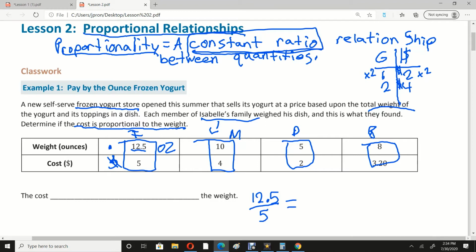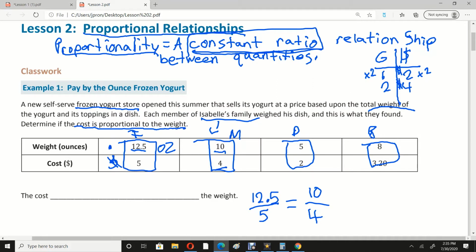Now, the question is, is that equal to the ratio of Mom's ounces per cost? So again, we're going to keep the ratio with the weight in ounces on top, and the dollar amount at the bottom. It's not readily apparent if these are equal right here. 4 doesn't go into 5 real easy. 12.5 doesn't go into 10 real easy. Maybe you have some guesses right here. What's your hypothesis at this point? Do you think, just based on the information we have right here, that these are proportional?